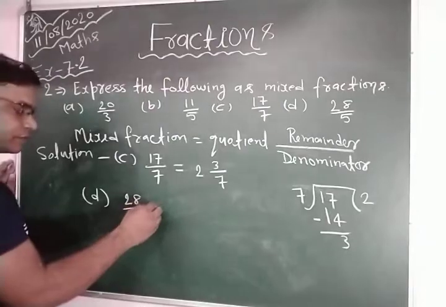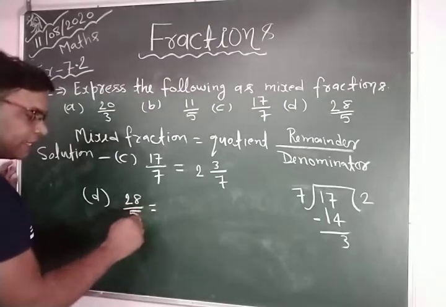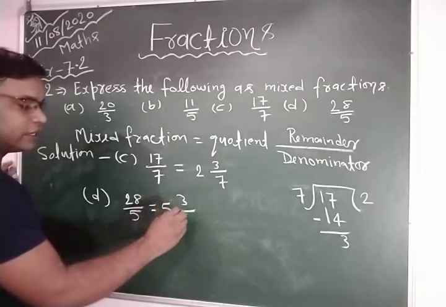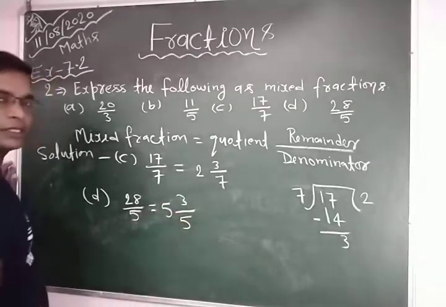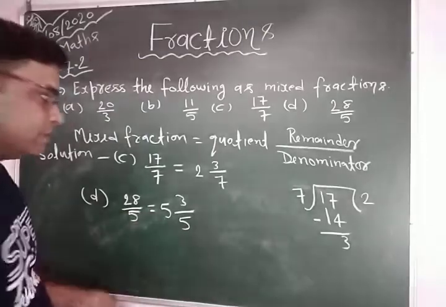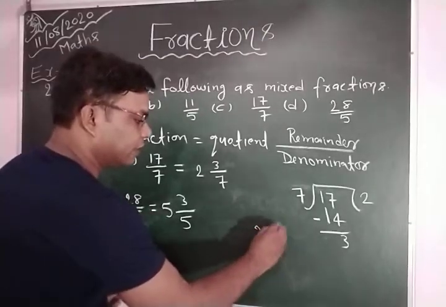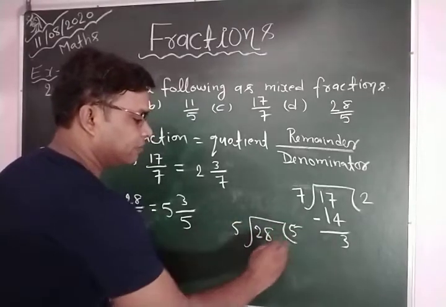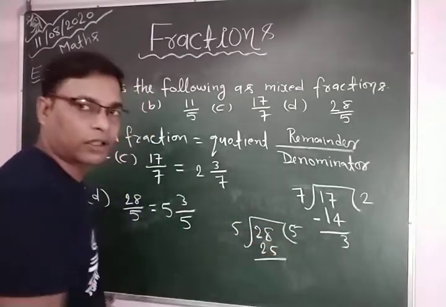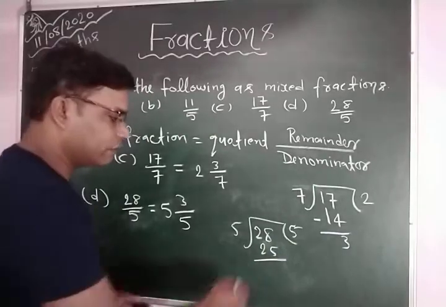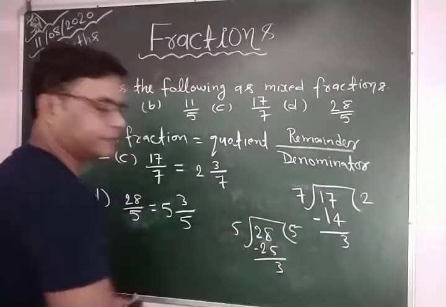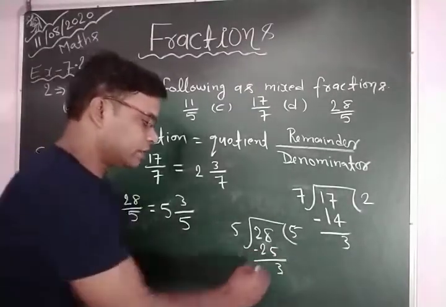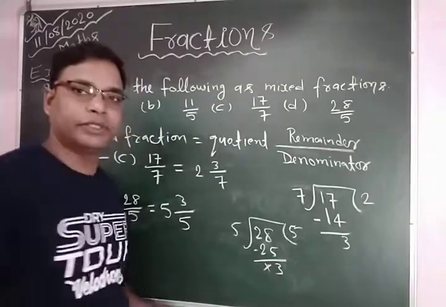So you can change: 5 fives are 25, and you have remainder 3, and the quotient is 5. You can see here we divide 28 by 5. So 5 times 5 is 25, and we subtract here, this is equal to 3. Okay, clear?